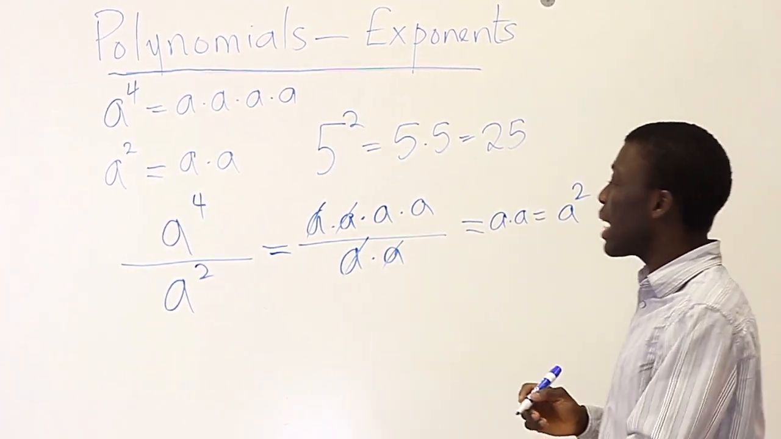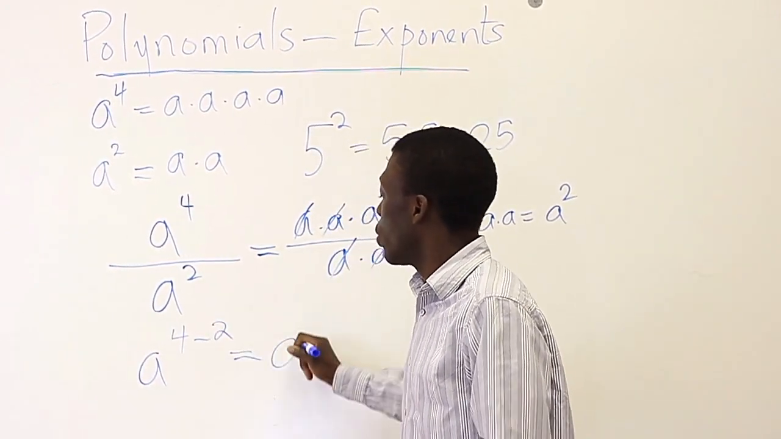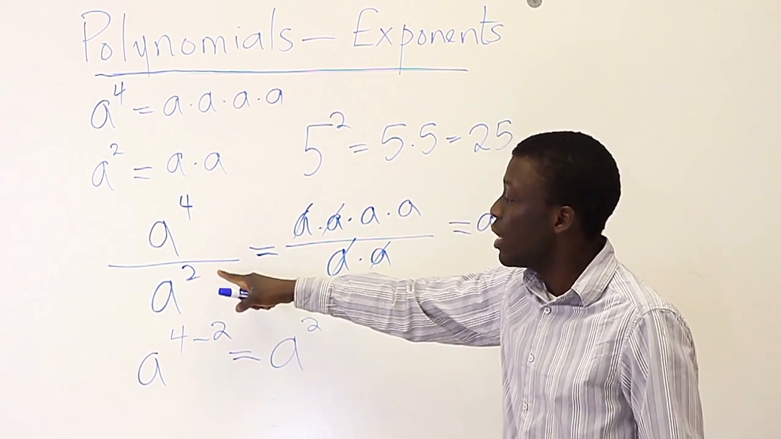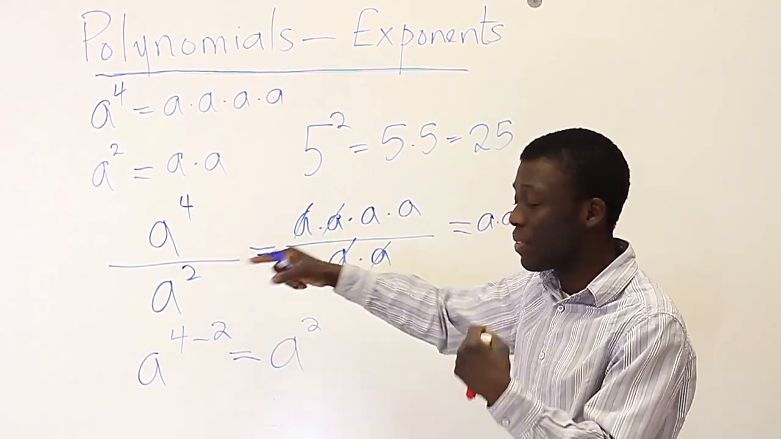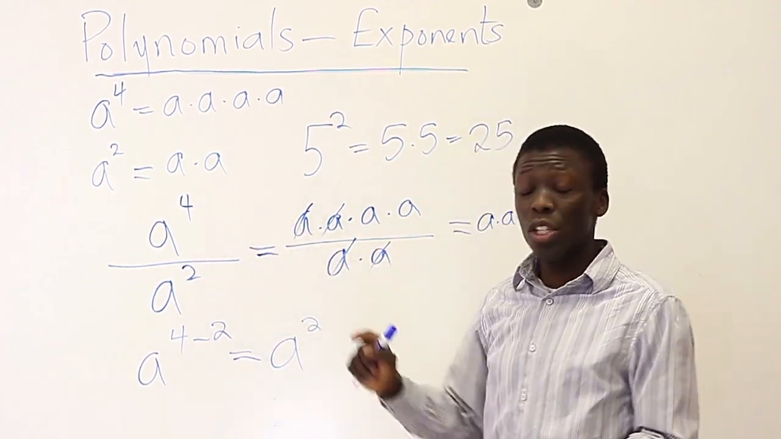But we can take a shorter route by just saying 4 minus 2, which gives us a squared. So notice if you have two things that have the same base, you can subtract the power of the one in the denominator from the one in the numerator.